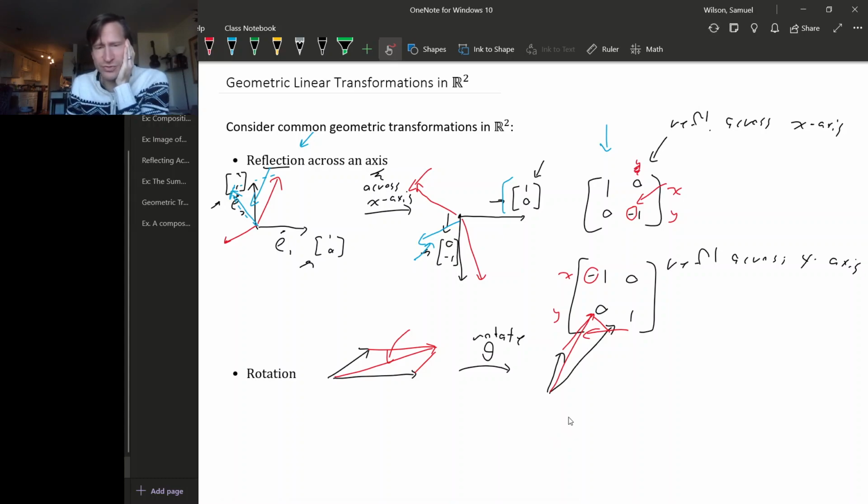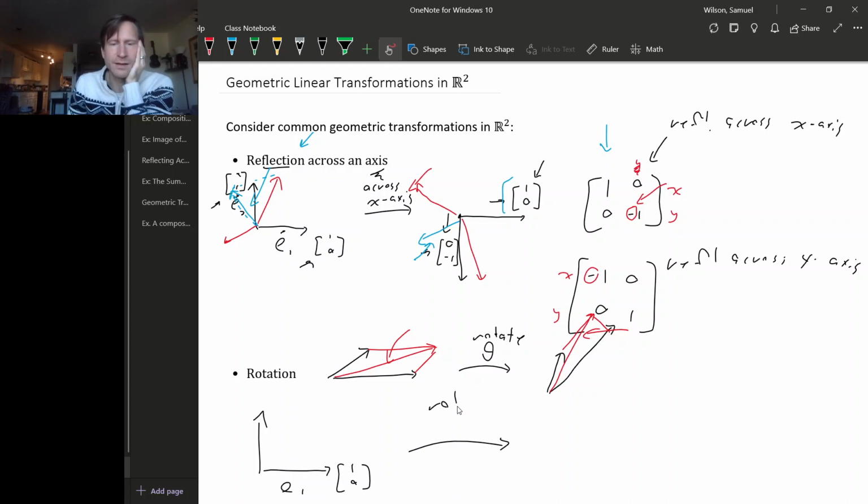So we should be able to find a matrix for it, and we'll do it the same way. We'll just apply this transformation to the two standard basis vectors. So let's see, if we take E1, which again is (1, 0), what happens to that when you rotate by an angle theta? If we rotate this vector by an angle theta, it's going to be like this. So here's theta, there's the x-axis, here's the y-axis. We need to figure out what are the coordinates of this vector.